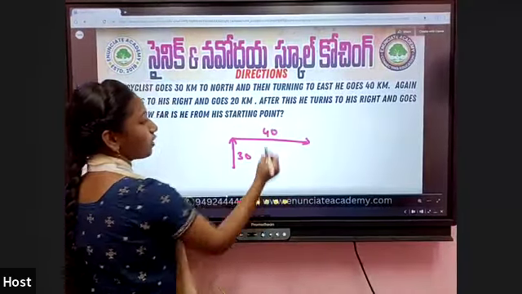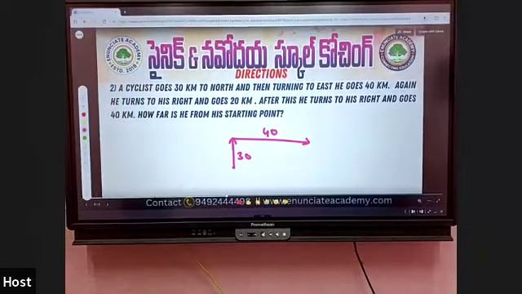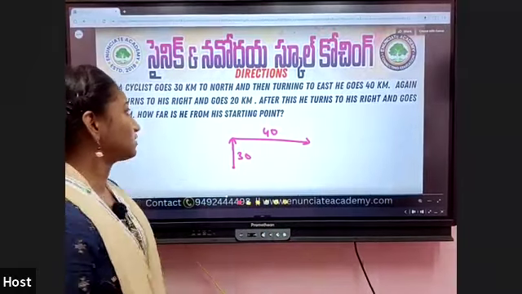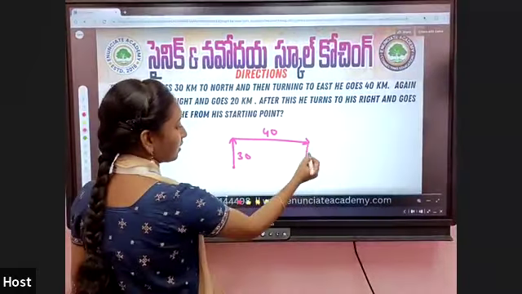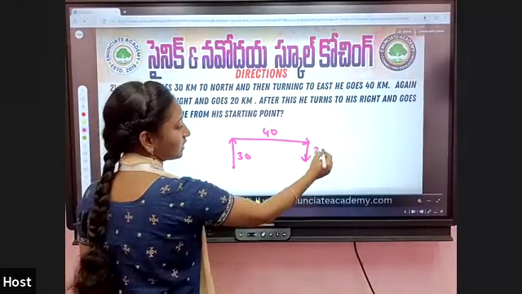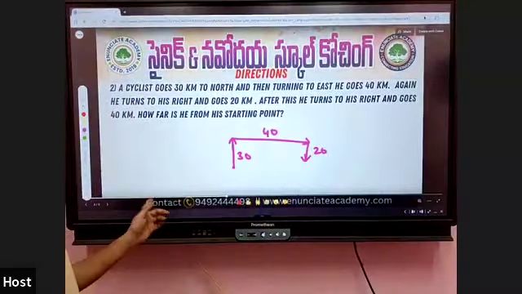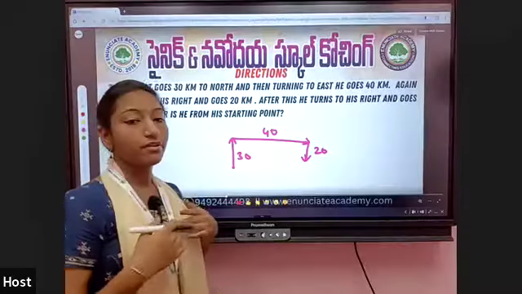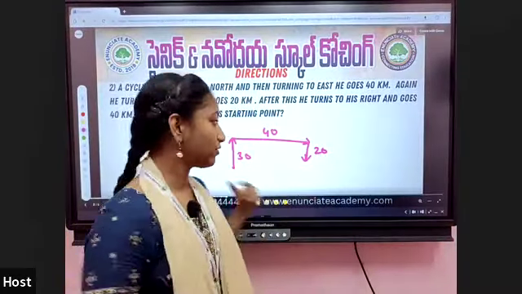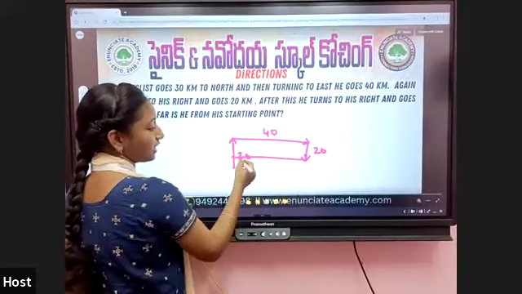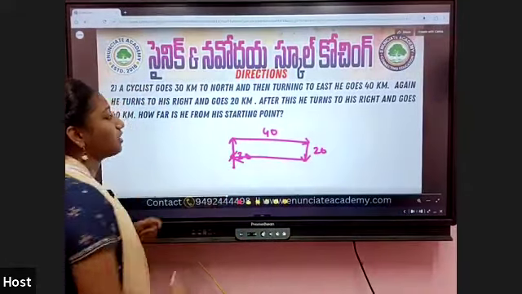Turning to east, he goes 40 kilometers. Again, he turns to the right. From east, the right is downside: 20 kilometers. Here we drew 30, so we should draw 20 a little bit smaller than the 30. After this, he turned to the right and goes 40 kilometers. From south, the right direction is to the west, 40 kilometers. This is the 40 and this is the 40 kilometers.